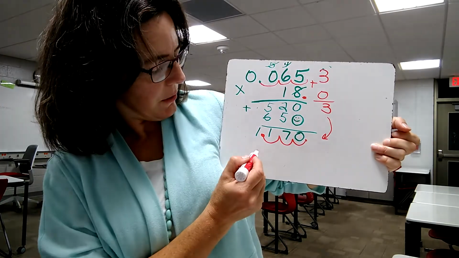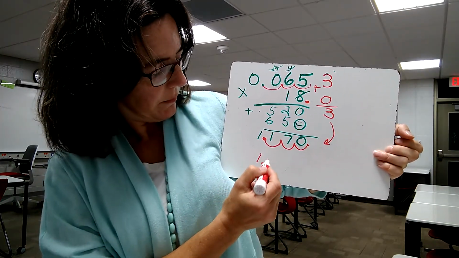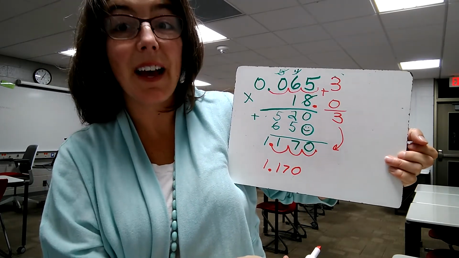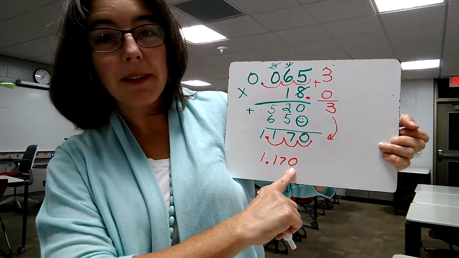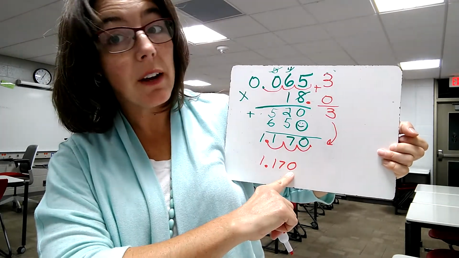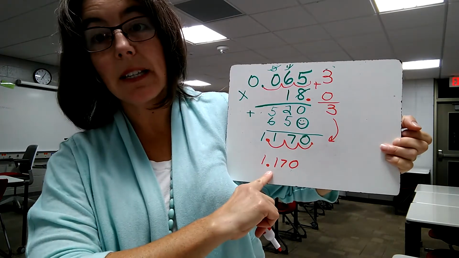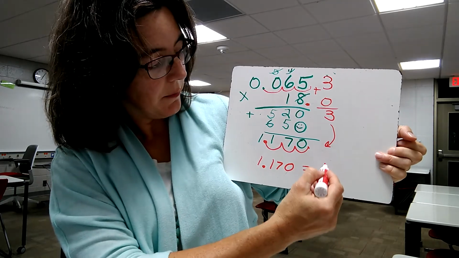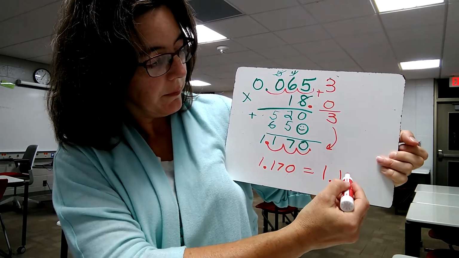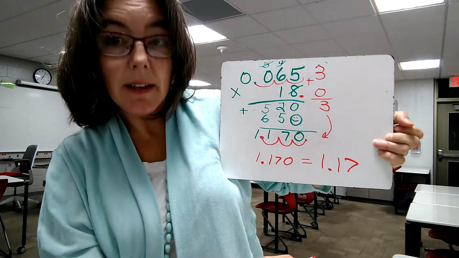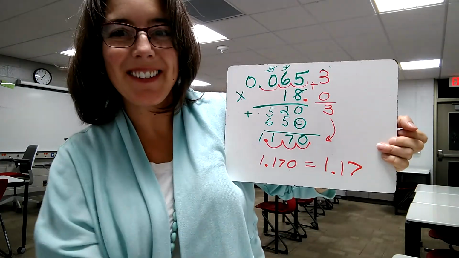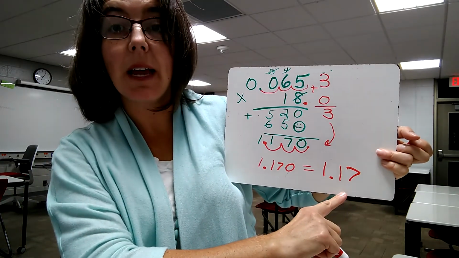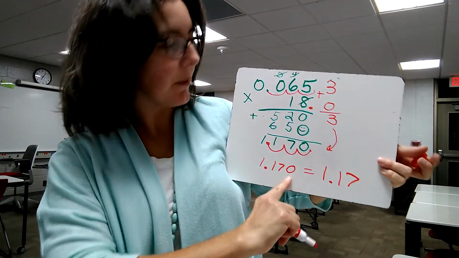So this means that my final answer is 1 and 170 thousandths. But you might notice, do we need to keep that 0? It's at the very end of the number and it's behind the decimal point. We don't need to keep that. So another way to write that would be 1 and 17 hundredths. I had to think about that for a moment. So these are both equivalent numbers. They mean the same amount, but we do not need to keep that 0.